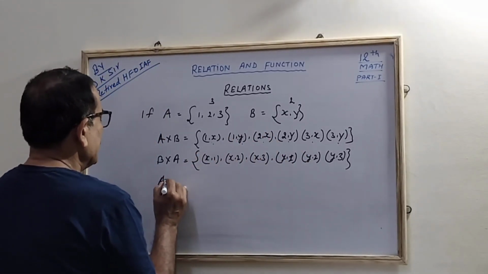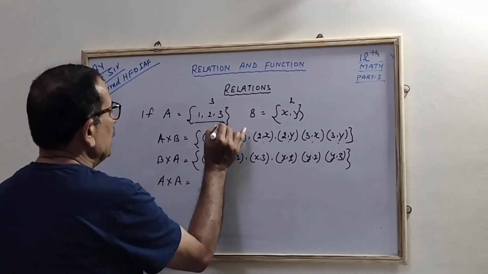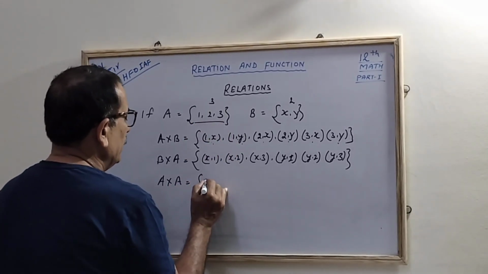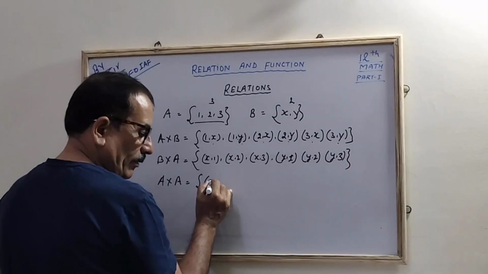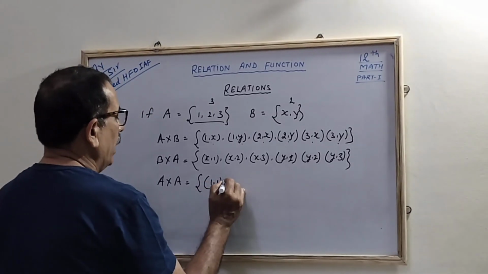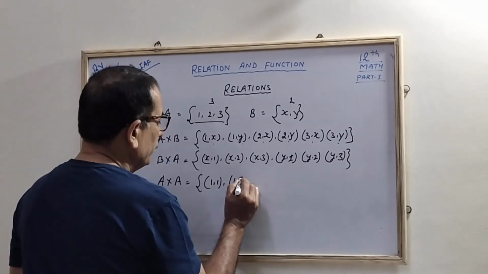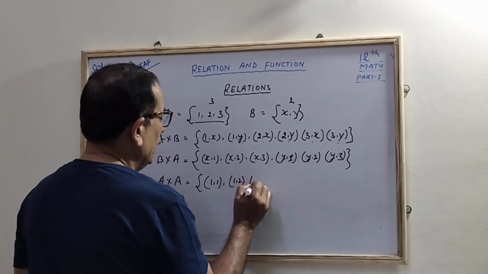Another one we can see is A × A. When we take only A × A, the Cartesian product will have the elements (1, 1), the next (1, 2), and so on.